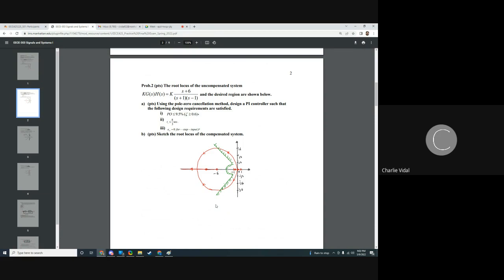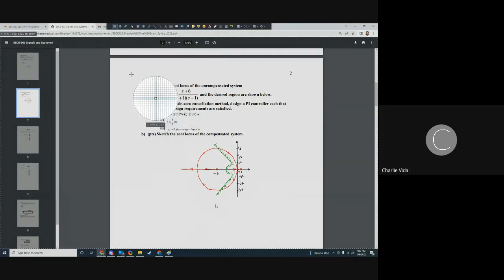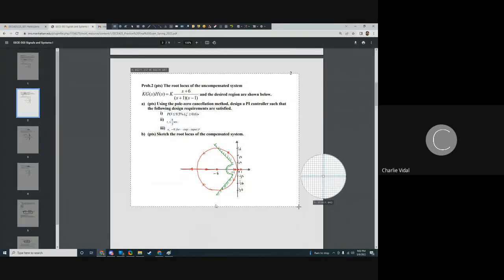So for problem 2, the root locus of the uncompensated system, KG(s)H(s), is equal to K times s plus 6.